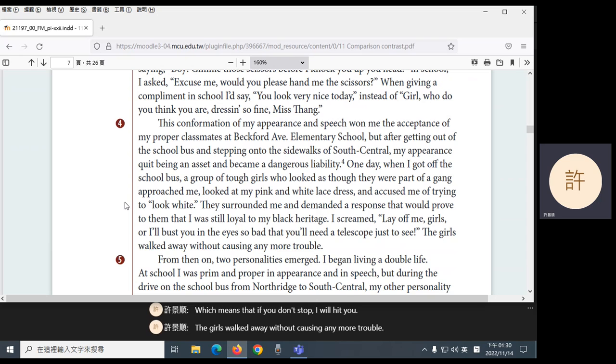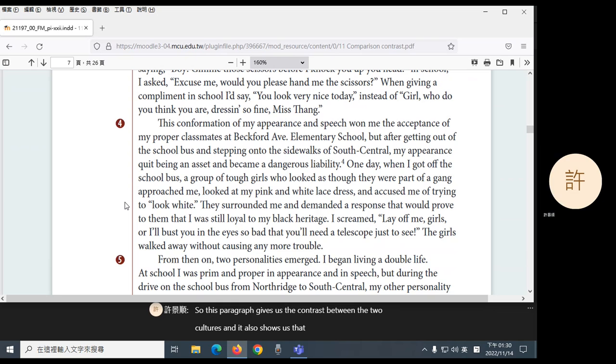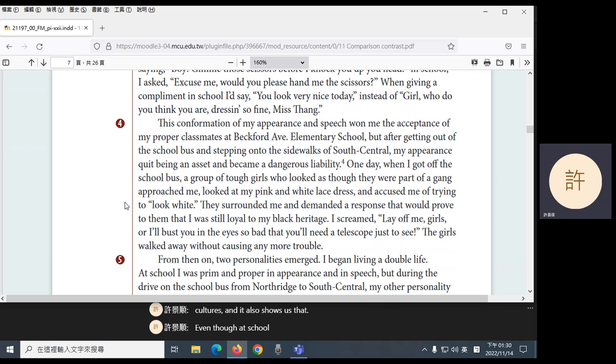So this paragraph gives us the contrast between the two cultures, and it also shows us that even though at school the author behaves properly, when she gets home, she can still behave as her neighborhood wants her to.